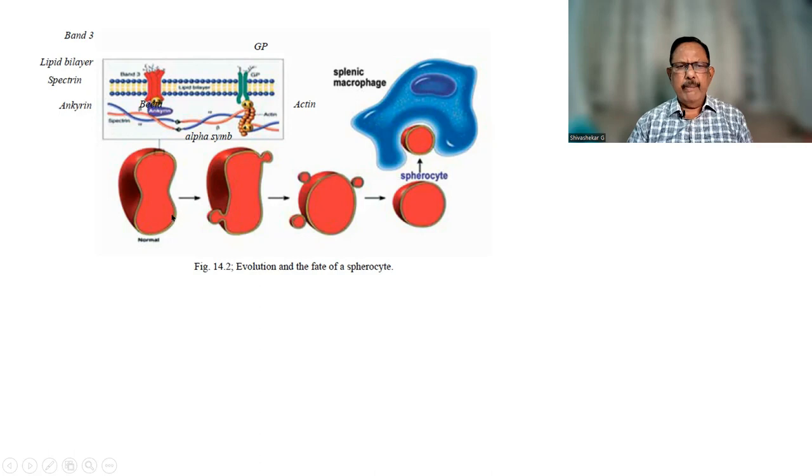Normally, this is the malleable, biconcave disc that we see. But you find that every time it becomes rigid, part of the cell membrane gets pinched off. It gets pinched off repeatedly, and the pieces are being devoured by the phagocytic cells. Ultimately, the cell assumes the smallest size, and that smallest size is the spherocyte. It is finally devoured or eaten by the phagocytic cells.